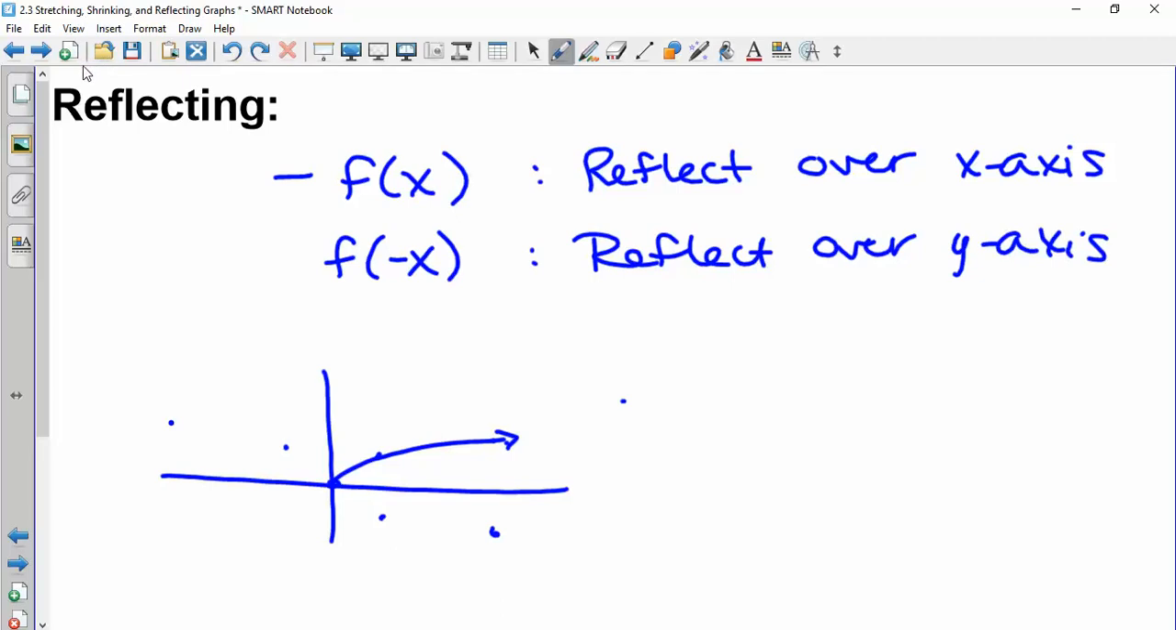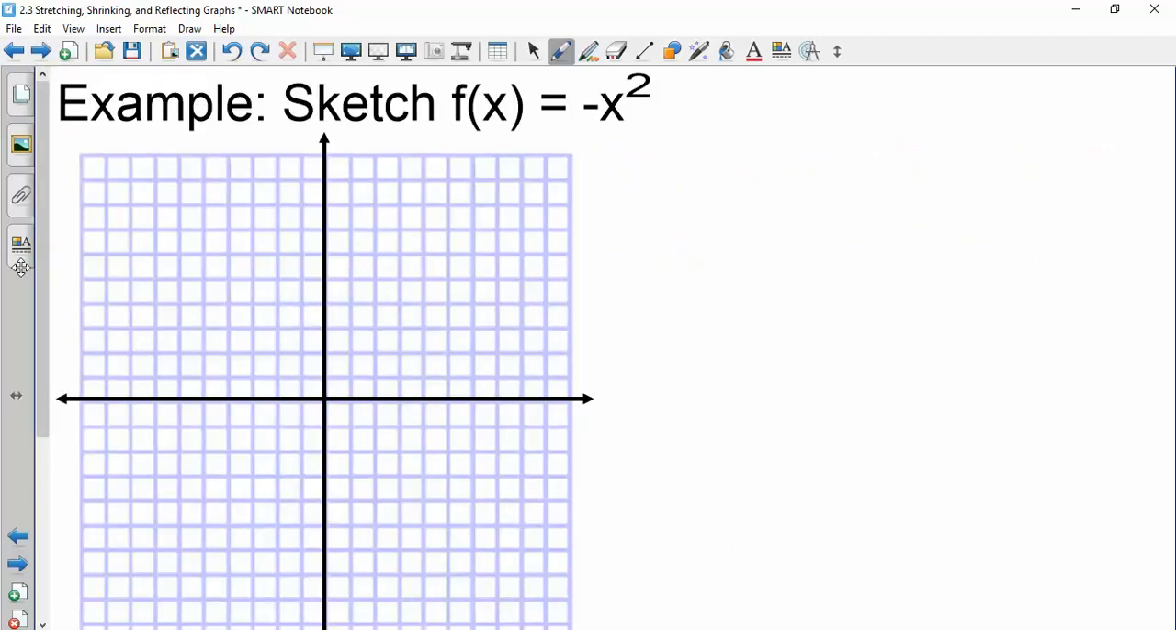Does everybody have that down? Let's do an example.